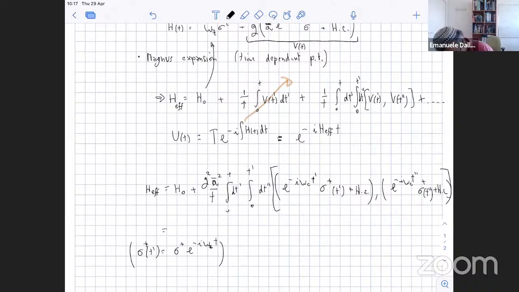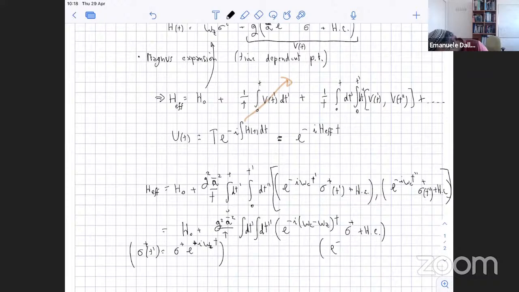So we can rewrite this expression as omega z plus g squared a bar squared over t, integral dt''. And here what we have is essentially e to the minus i... I think this should be a plus here. So e to the i omega c minus omega z t sigma plus emission conjugate. This is one term, and the other term is e to the minus i omega c minus omega z t sigma plus emission conjugate. Okay, good. And then there is a commutator.